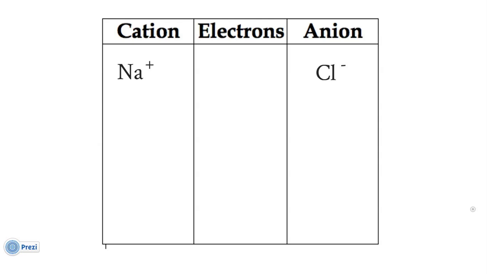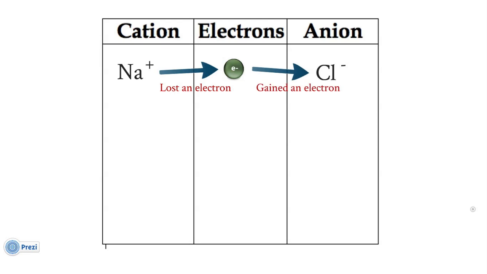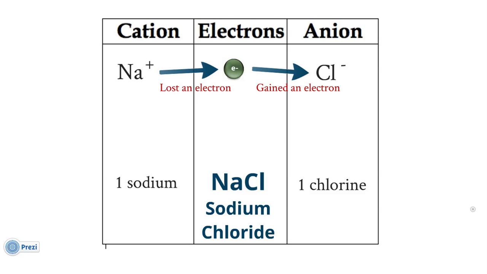Let's predict the formula for sodium and chlorine. We have the sodium cation, and what it's going to do is lose an electron, getting a positive charge, Na+. Now the chlorine ion, the anion, will gain that electron, giving it a negative charge. We have one sodium, one chlorine, therefore our formula is NaCl, and we say that as sodium chloride.